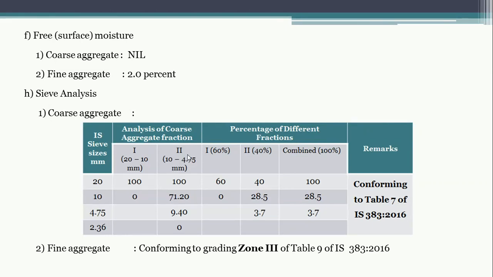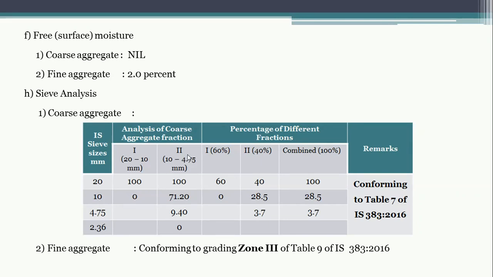Then, based on the sieve analysis test, coarse aggregate most of the time will be conforming to Table 7 of IS 383 2016. So for coarse aggregate you need not worry much. Fine aggregate is the one you have to take care of, because there are 4 zones, as you all know, from IS 383 2016. In this case, the fine aggregate is conforming to Zone 3 of Table 9 of IS 383 2016. So you should know which zone they have given.